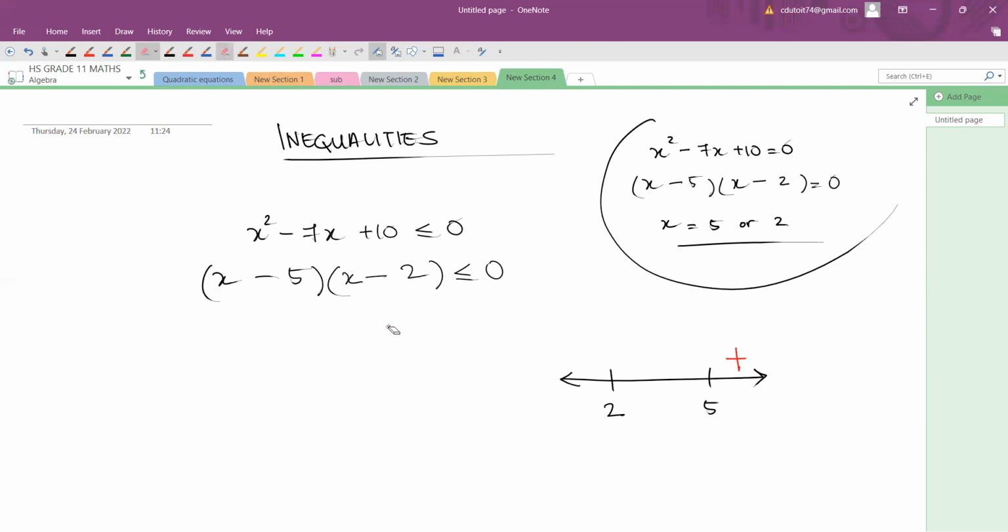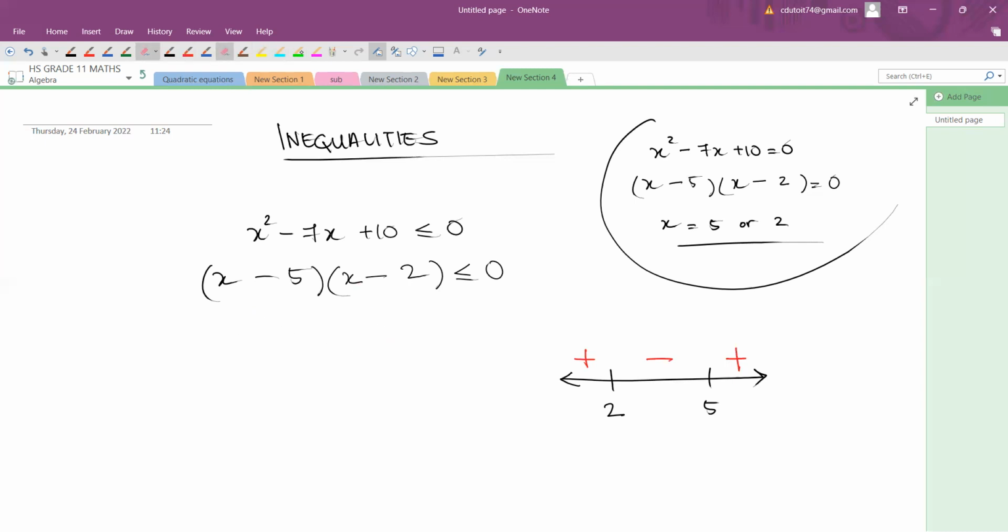So let's choose something between 2 and 5. Let's choose 3. If I put a value 3 in, 3 minus 5 is -2. That's a negative value. And 3 minus 2 is a positive value. And a negative times a positive is a negative. Good. If I put in any value below 2, like a 0, 0 minus 5 is a negative value. And 0 minus 2 is a negative value. And negative times a negative is a positive. So that's how I get that positive, negative, positive.